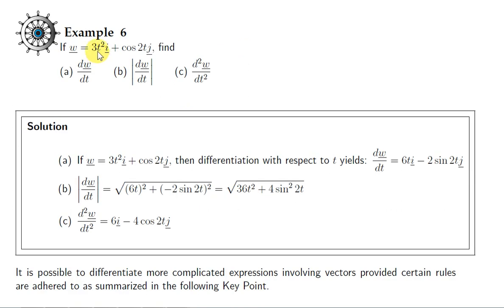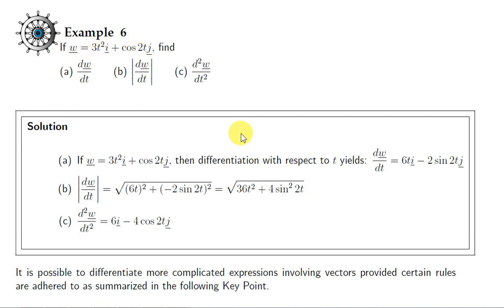Let's take this example here. So here we are dealing with an object moving in 2 dimensions. So vector w represents the position vector of the particle or the object. dw dt will give us the velocity vector, which would be tangential to the trajectory. To get dw dt, we just differentiate each component with respect to time.